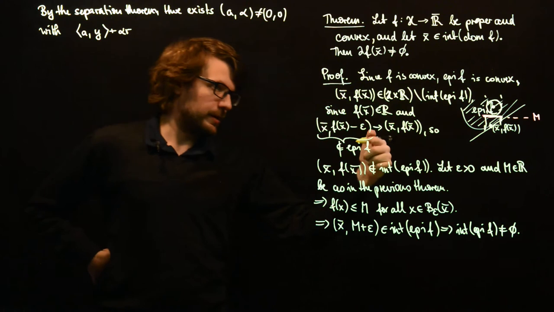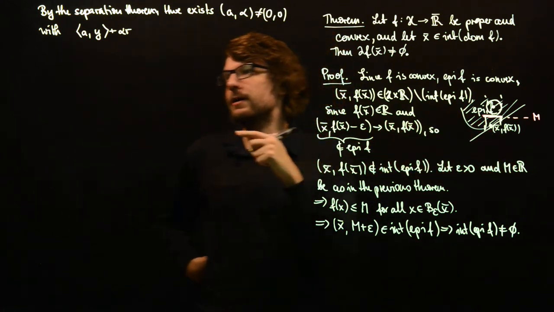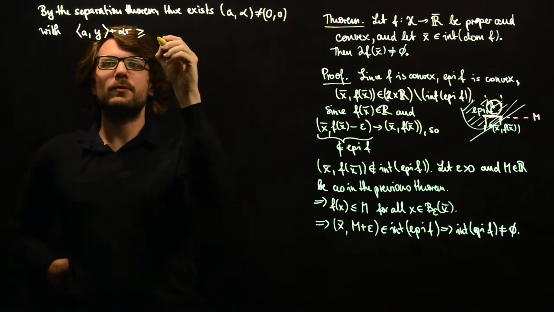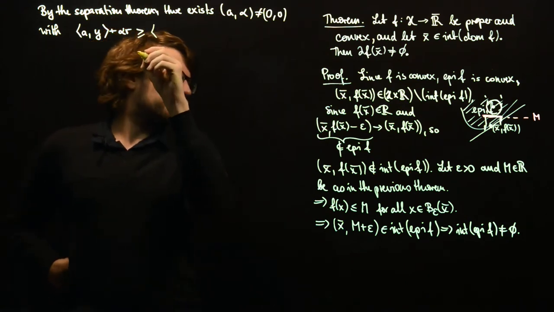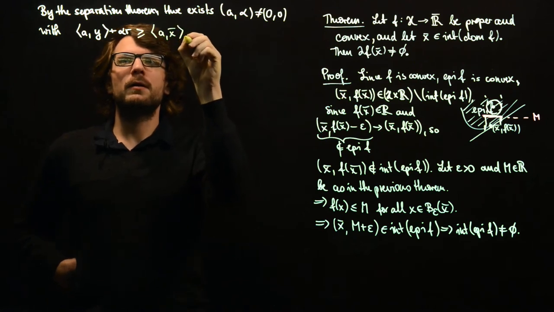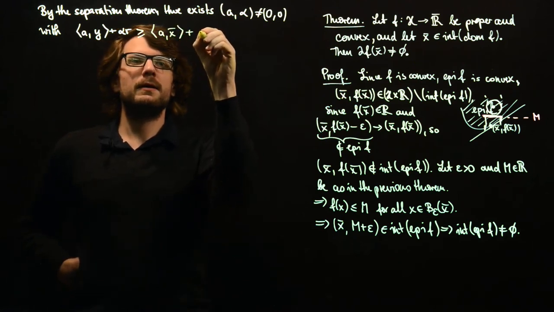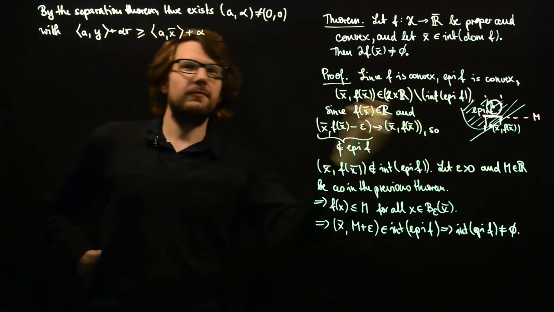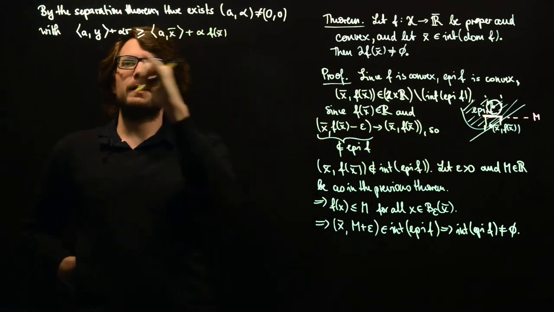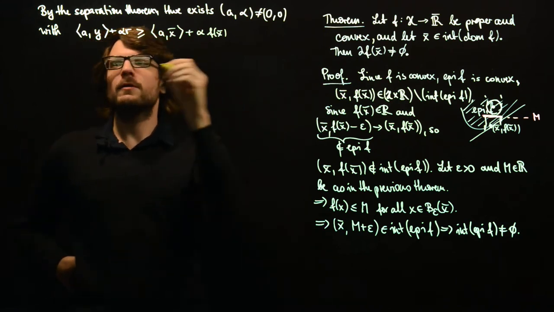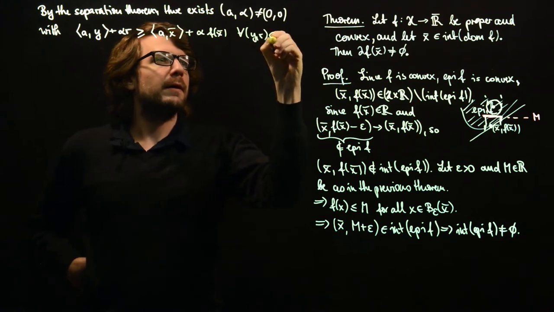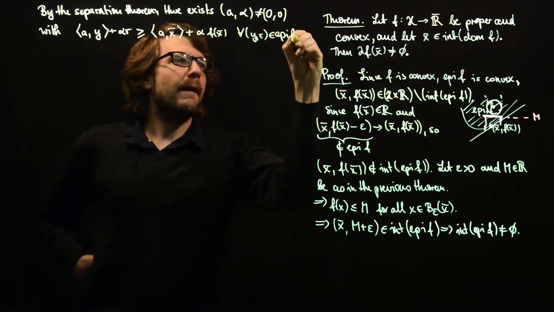So we want to separate this point from the epigraph. So this is a point in the epigraph, and this will be greater or equal than the inner product of A with x bar plus alpha f of x bar. So this is the point, and this is the set, for all y, r in epi F.